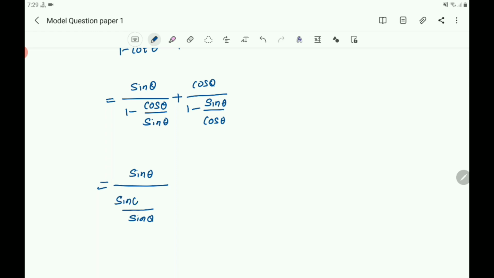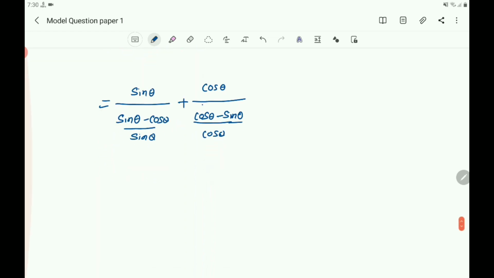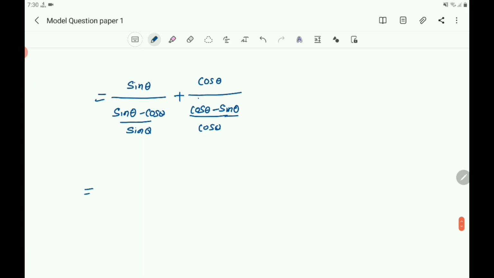Again in the numerator, sin theta minus cos theta remains as it is, plus similarly here also cos theta you write as it is, and in the denominator you take the LCM. LCM is cos theta, and this becomes 1 into cos theta is cos theta minus sin theta. Cos theta minus sin theta. Now it becomes a product with sin theta.